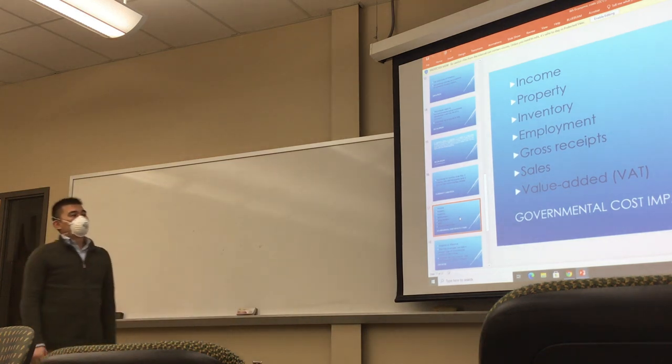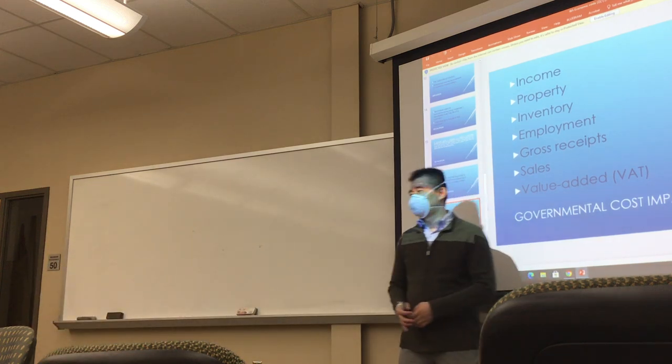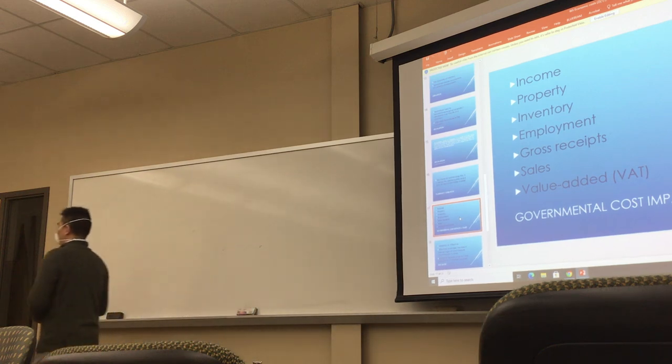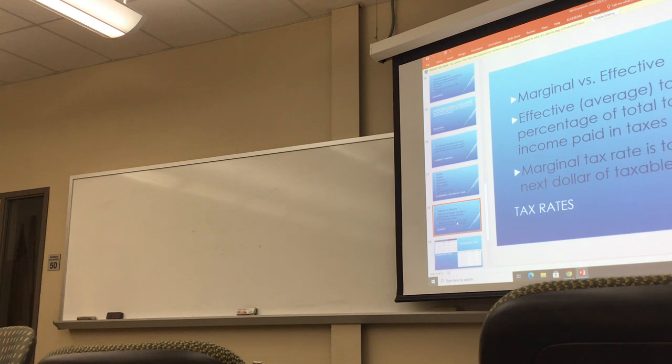So income, property, inventory, employment, these are related to tax, okay? We have different taxes, at the local, federal, or city level, and different costs, right? Sometimes it's based on the total, sometimes based on the increase, and we say the next dollar. I think you have learned this a lot in your accounting class, right? So different taxes.